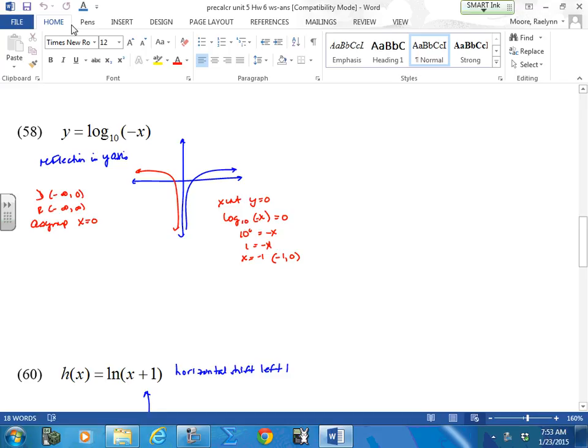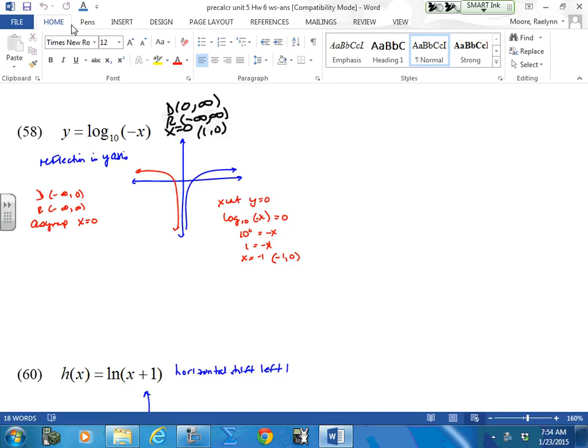Now remember, give me your transformation. Start with your regular graph. We have a regular graph of a log base 10. It's got a domain from 0 to infinity. It's got a range from negative infinity to positive infinity. At x equals 0, and it has a (1, 0) x-intercept.